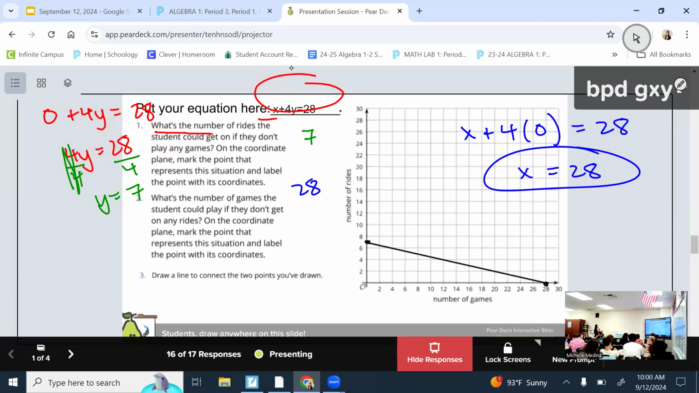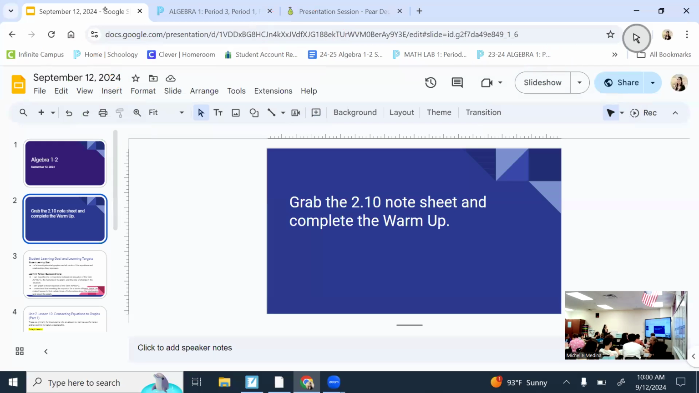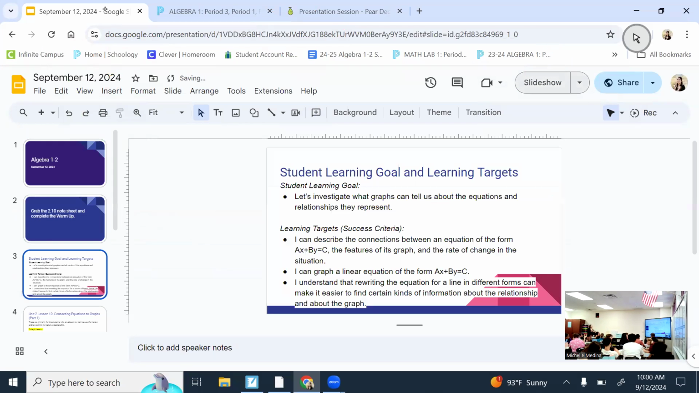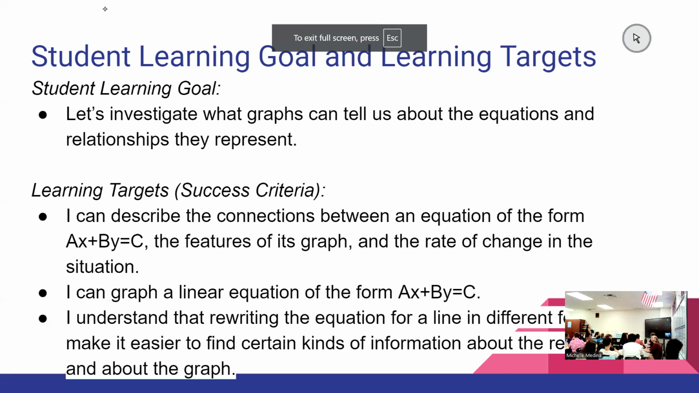Side note, I never went over the learning target, so let's go over it right now, maybe then it'll come to you. Today we are investigating what graphs can tell us about the equations and the relationships they represent. This whole unit is linear equations and systems of linear equations. So we're now getting into the linear and graphing part of it.